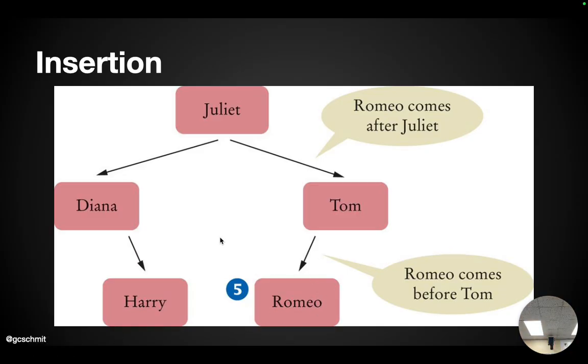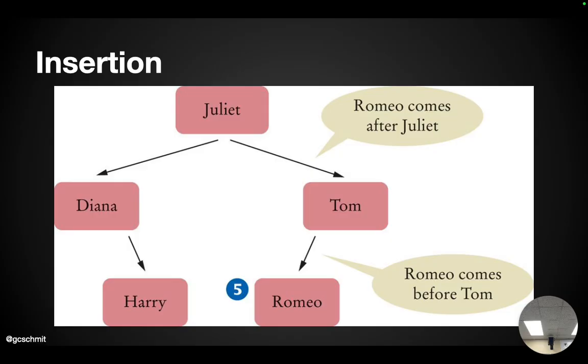Inserting a node or inserting an element into a binary search tree is very similar to the find code we just wrote, extremely similar, because we're going to start at the root and we know we need to insert Romeo somewhere. We're not sure where, so we'll compare Romeo to Juliet. If Romeo is less than Juliet, we'll go left, but Romeo is greater than Juliet, so we'll go right. And now our new node is Tom. Like so far, it's identical to the find code we just wrote.